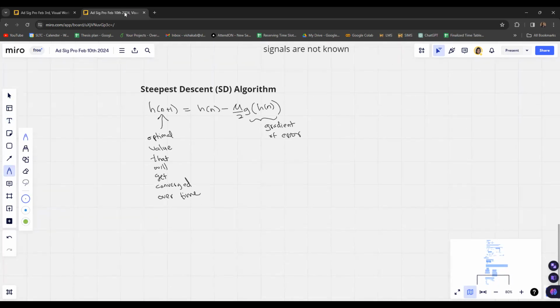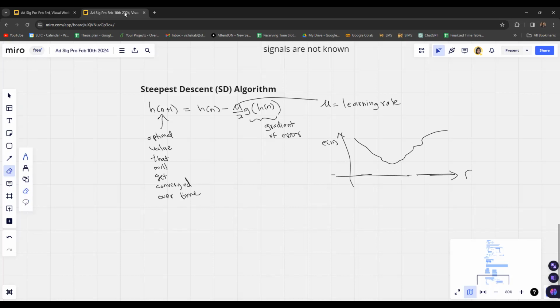The value of the mu is also important in here, and the mu is known as the learning rate. So the learning rate determines how quickly we reach the minimum. For example, we have this kind of graph where we have the error defined as a function of the filter coefficients. The filter coefficients can be given using h. So it's related to the h, the error can be defined.